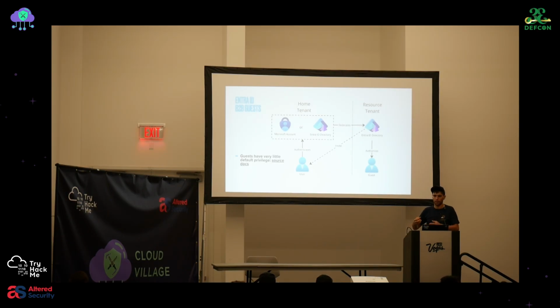And when I'm talking about the Defenders tenant, that's the resource tenant in B2B guest lingo, and the home tenant is where the guest is coming from. How it works is that the guest doesn't actually authenticate to your directory, they authenticate to their home directory. That's going to give them an ID token, which they can then use to federate into your directory. And because you don't control the authentication, guests are meant to be extra locked-down users. So they have even fewer out-of-the-box privileges than a normal user.